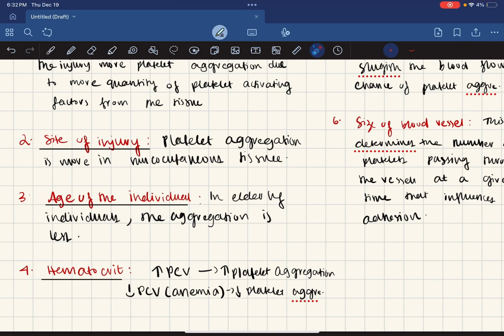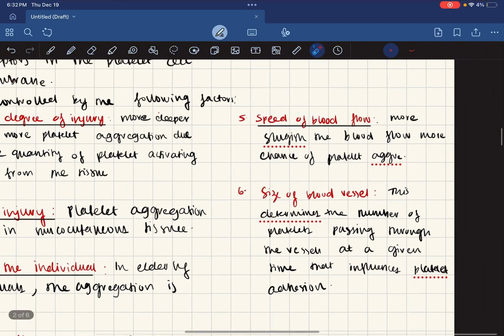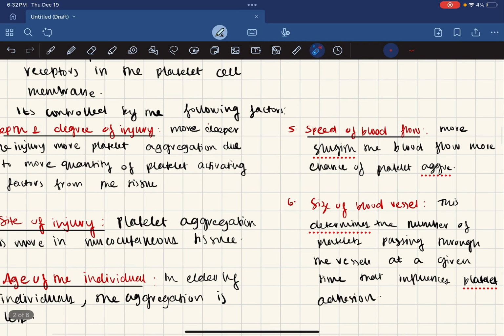That's why when there is decreased PCV, like in cases of anemia, we'll see decreased platelet aggregation. Then coming to the speed of blood flow. Obviously, if the blood flow is more sluggish, there is more chance of platelet aggregation.